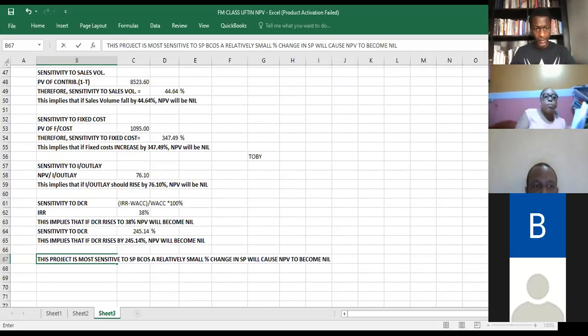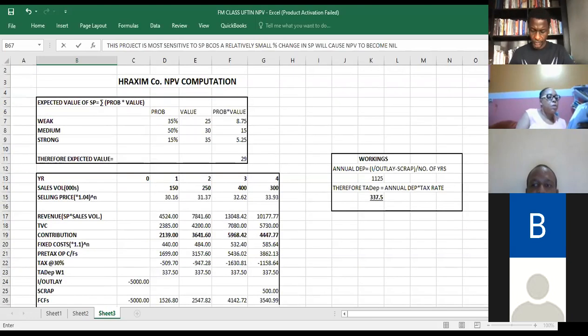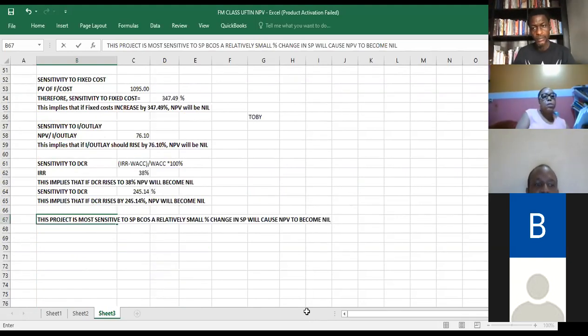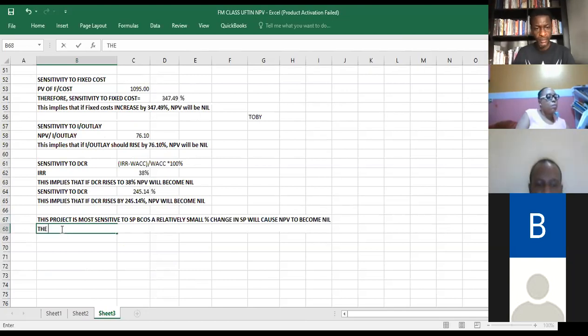Fixed cost. So our project is least sensitive to fixed cost, followed by, after fixed cost, what else? What's the next one? Discounting factor. Yes, exactly. The discount rate. So the project is least sensitive to fixed cost.